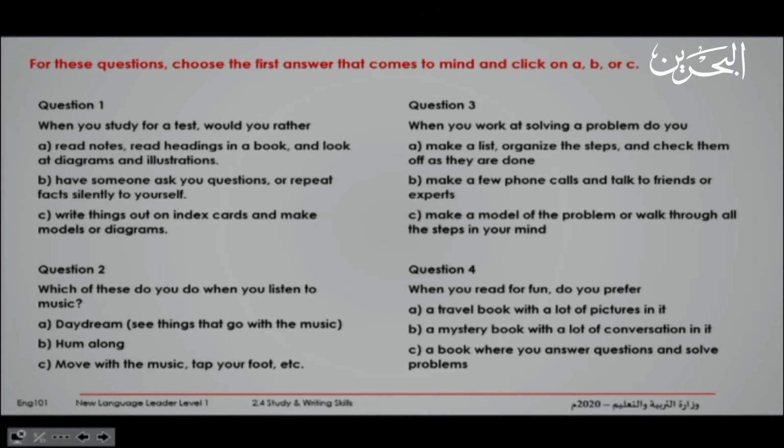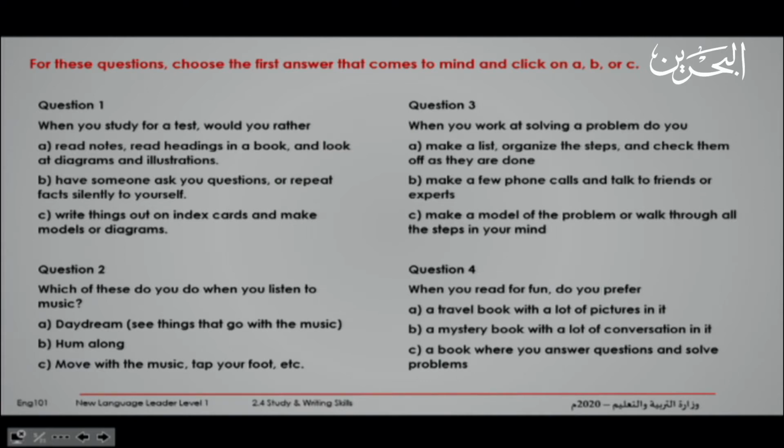Question 2. Which of these do you do when you listen to music? A. Daydream, see things that go with the music. B. Hum along, or read silently with it. C. Move with the music, tap your feet, etc.